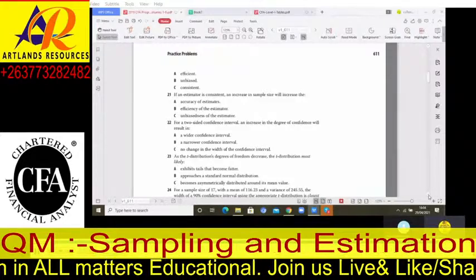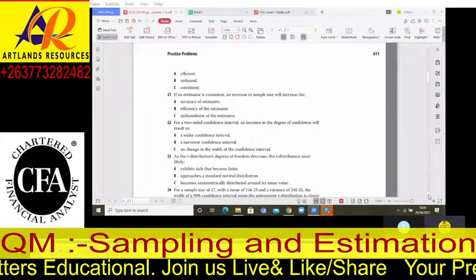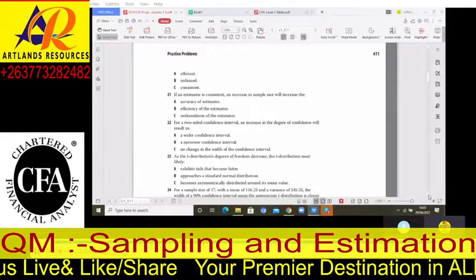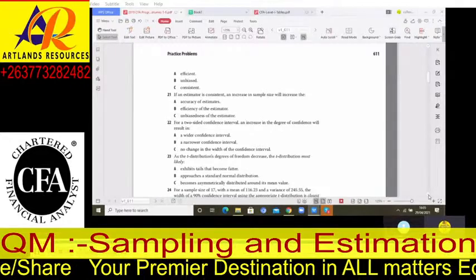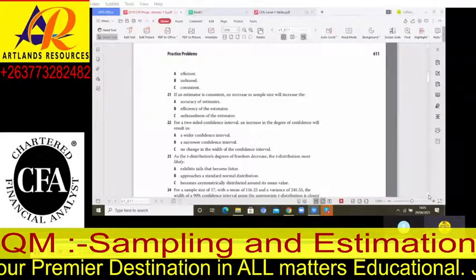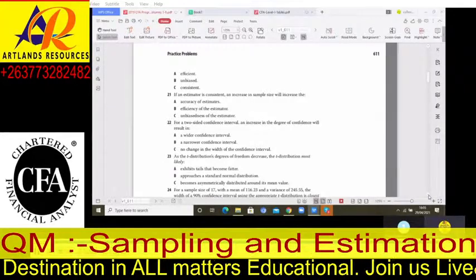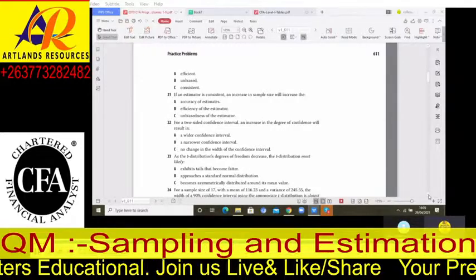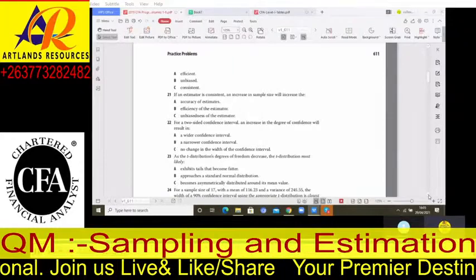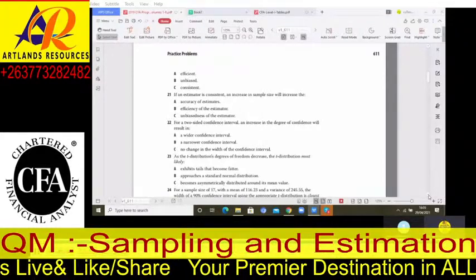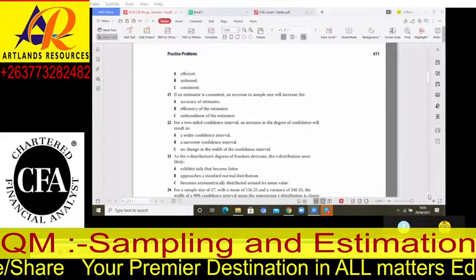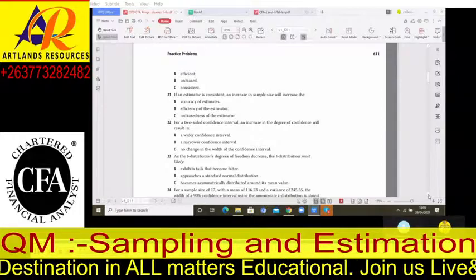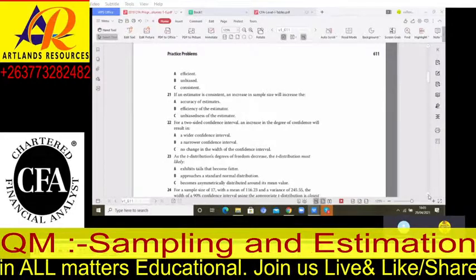You realized that the width of the interval is affected by what is called the reliability factor. I said the higher the probability, the higher the reliability factor. The lower the probability, the lower the reliability factor. And if reliability factor is lower, width is lower. If reliability is higher, the width is higher. So what is the answer to question number 22? It's A. Good.